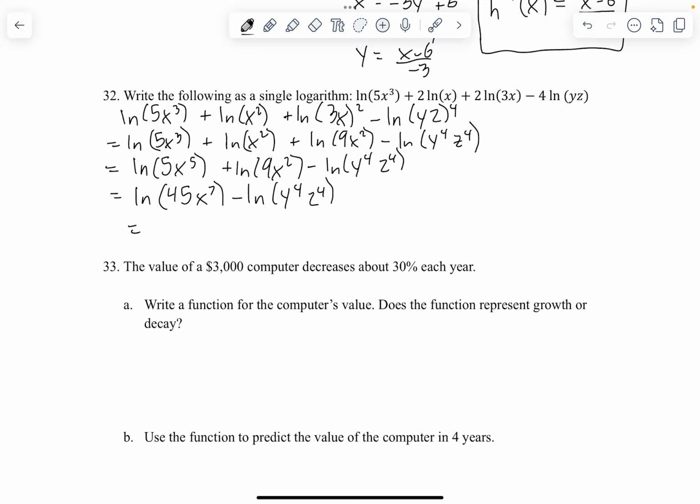And then finally, the last two logarithms can also be combined. This time I use the quotient rule because there is a minus sign there. So this becomes ln of 45x to the 7th over y to the 4th, z to the 4th. And that's my final answer right there.